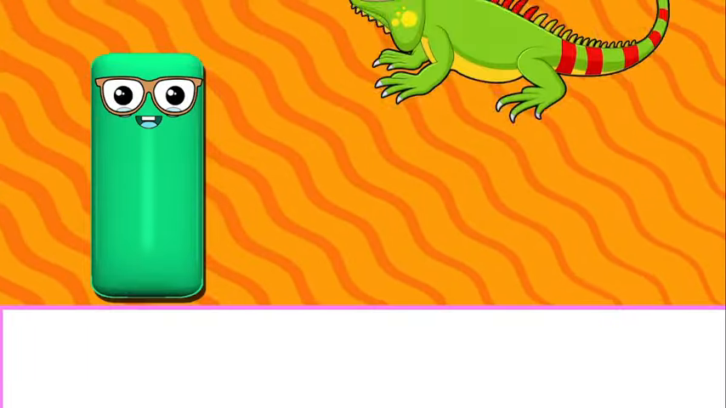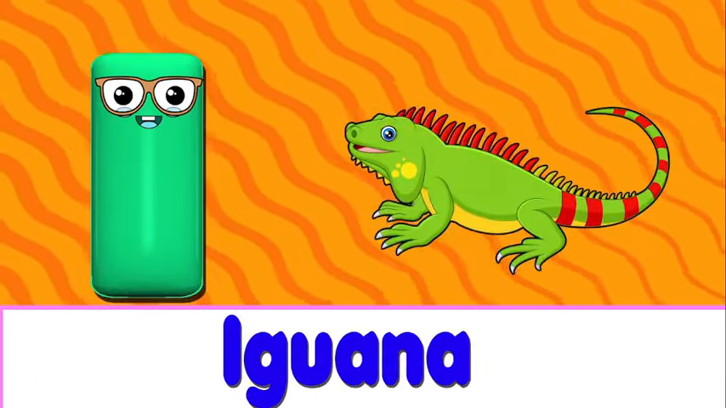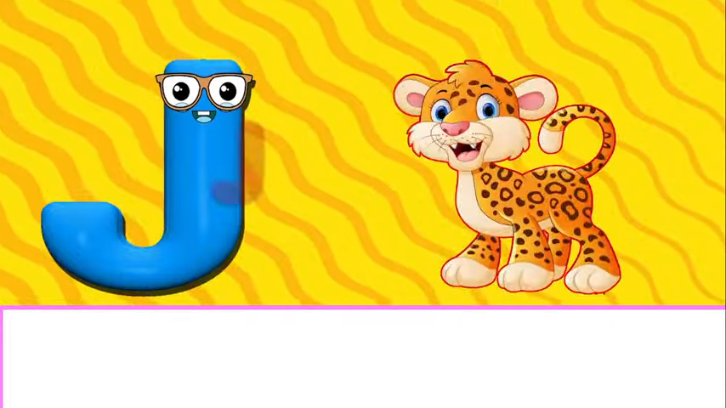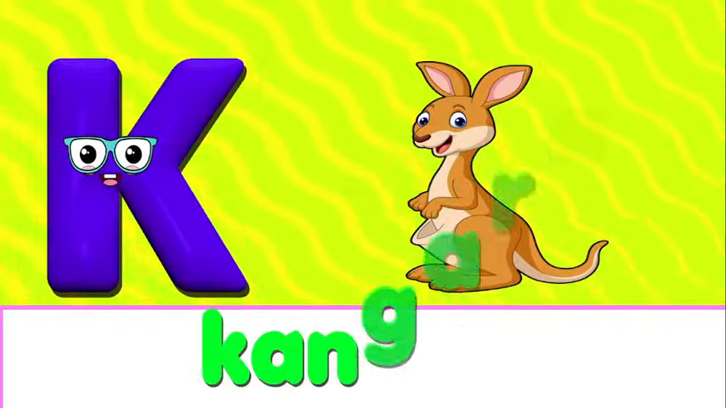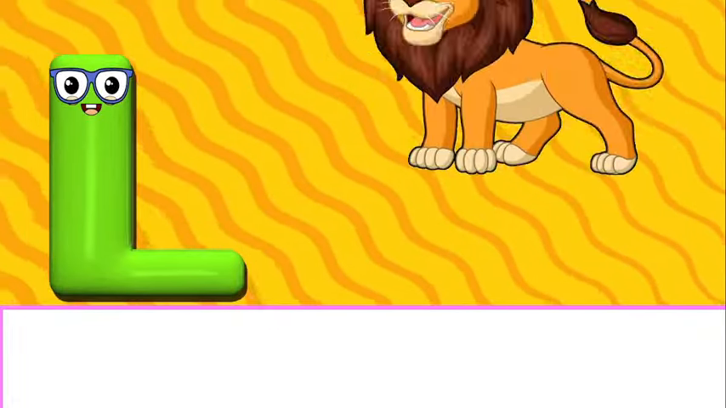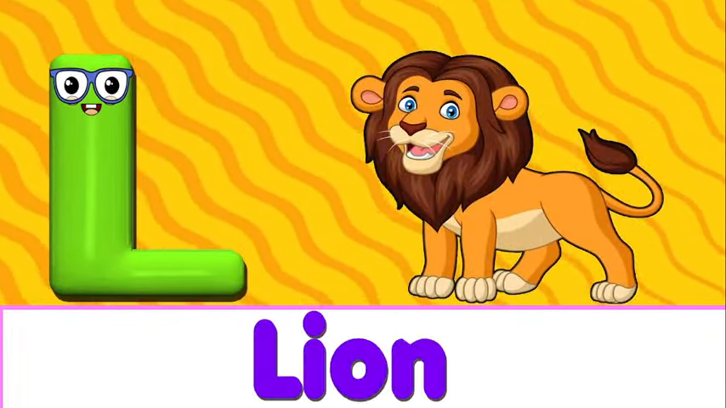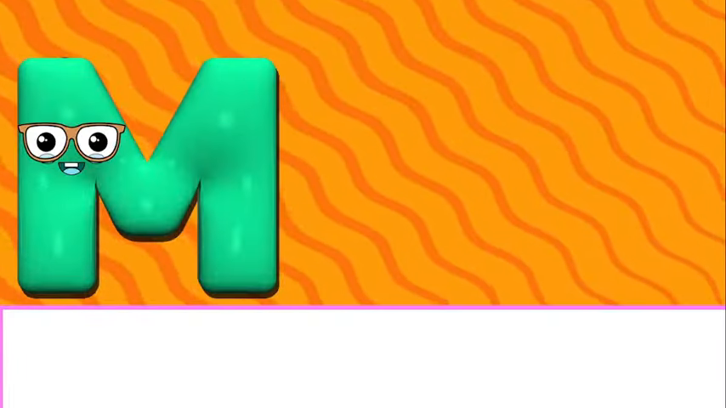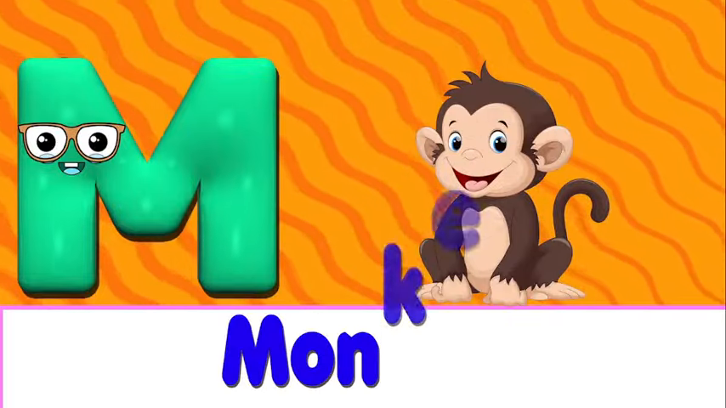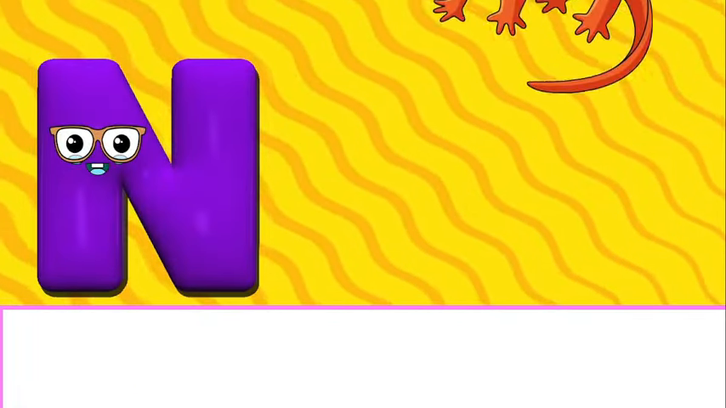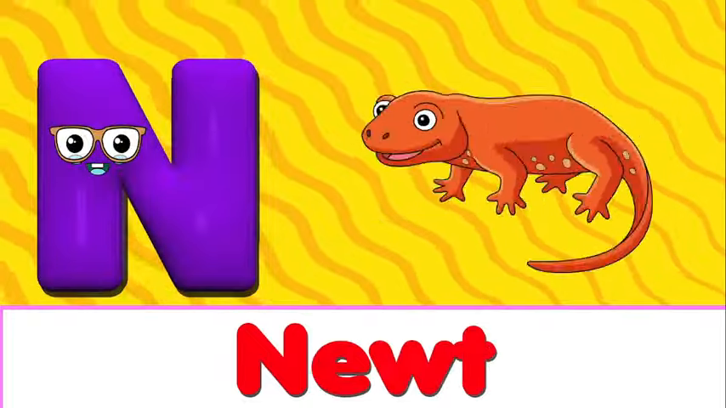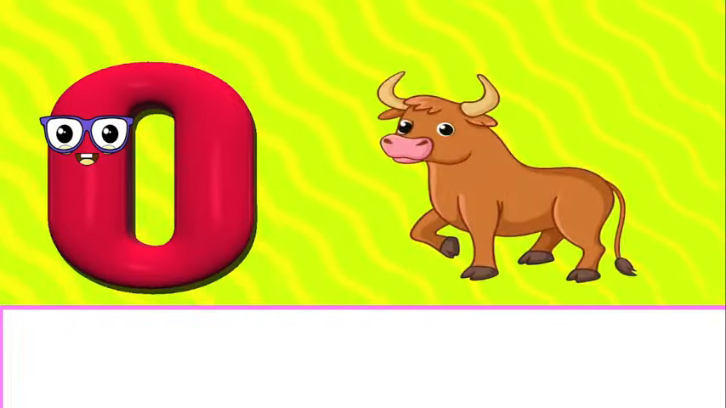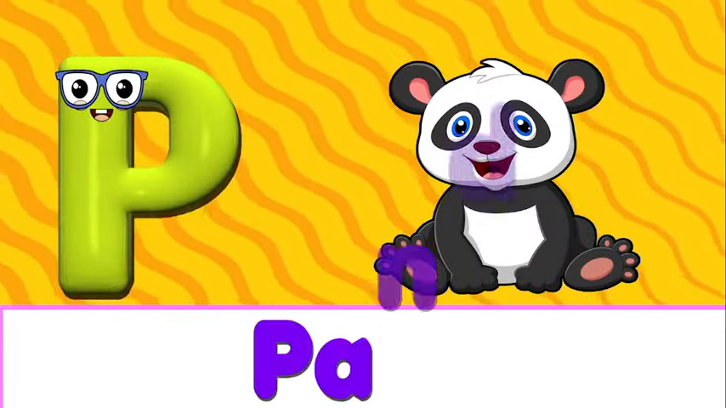I is for iguana. I, i, iguana. J is for jaguar. J, j, jaguar. K is for kangaroo. K, k, kangaroo. L is for lion. L, l, lion. M is for monkey. M, m, monkey. N is for newt. N, n, newt. O is for ox. O, o, ox. P is for panda. P, p, panda.